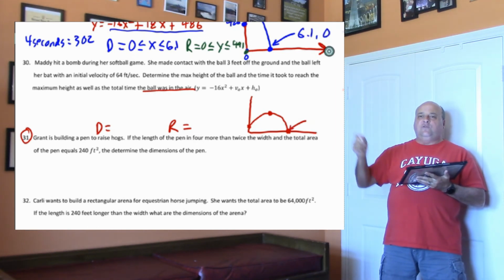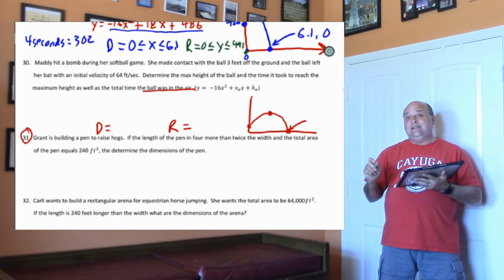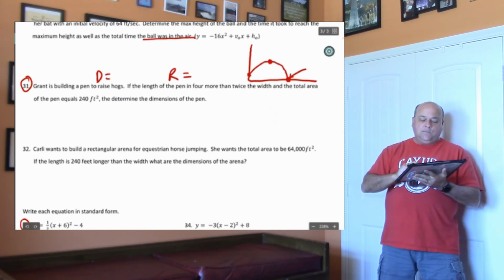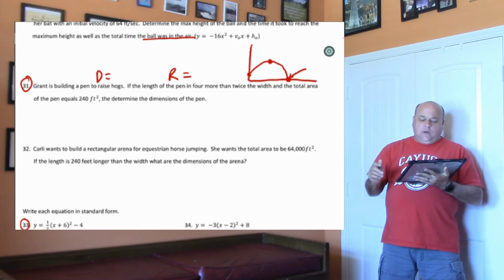I want all that information. That's important information you need to know. And get the domain and range. And let's do 31 together.